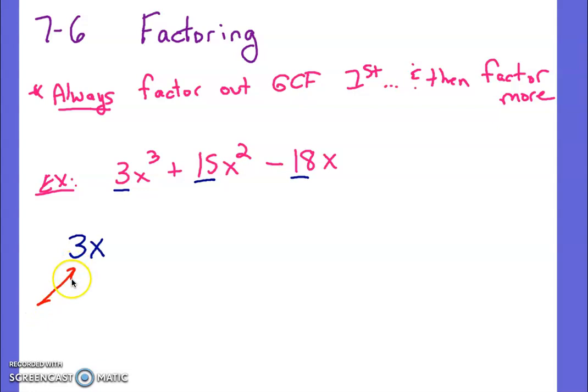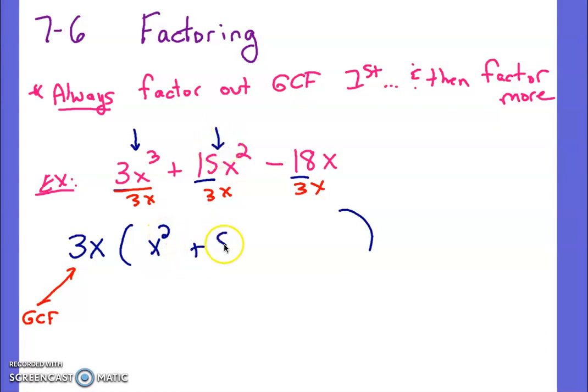So remember, this is your GCF. And what you're going to do with that is you're basically going to divide each of these by 3x. Again, you just do this mentally. You don't have to actually show the division of that. And so what remains, if you divide this first one by 3x, what remains is x squared. What remains on this one is 5x. And then what remains on the last one is minus 6. Now, we factored out the GCF.